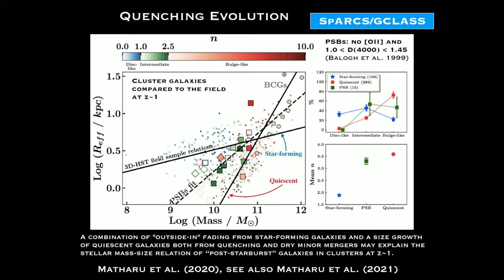So if you have dry mergers, minor mergers, the galaxies would increase a little bit in mass. But if the galaxies fade from the outside, if they start quenching from the outside, you see the light distribution actually to be more concentrated and with smaller sizes. So this hints again, this is kind of consistent with this picture that something is happening to the galaxies in the outer regions of them, in their envelopes, and that could be an indication also of dynamical processes.